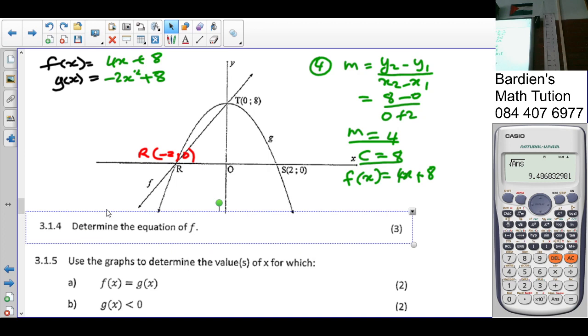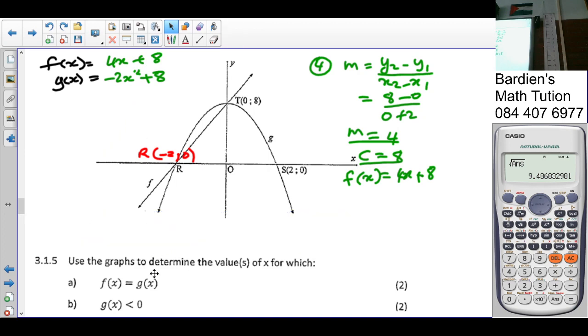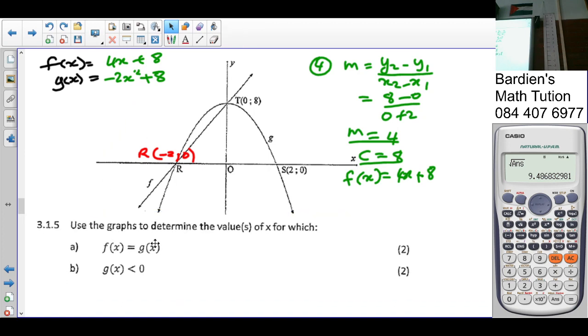Then in 3.1.5, question 3.1.5, A. They want to know, use the graph to determine the values of x for which f of x is equal to g of x.